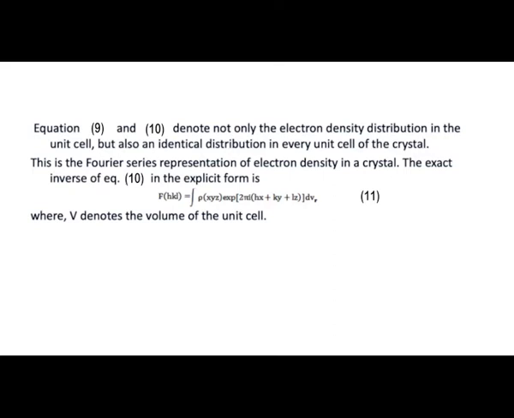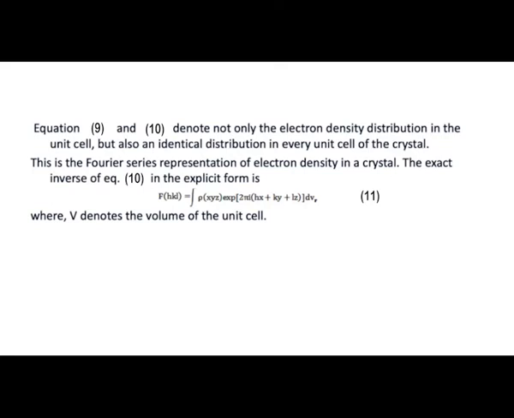So we have now seen the Fourier series representation of electron density in a crystal. The exact inverse of this equation 10 that we have seen is the explicit form F of hkl equals integration of electron density at a point x comma y comma z e power 2 pi i (hx plus ky plus lz) dV of r.